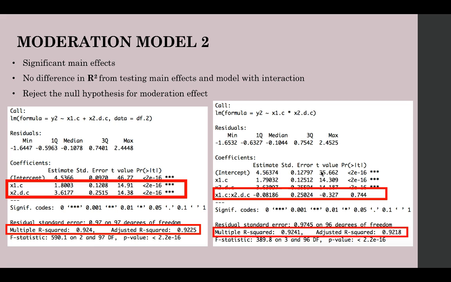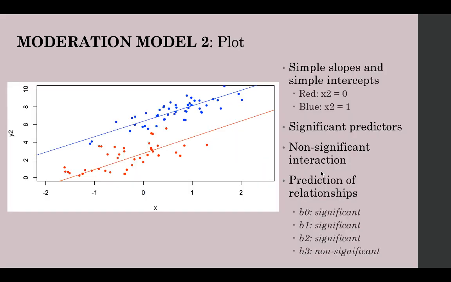But we can see that both of our parameters remain significant when testing the interaction. So let's look at our plot and see if we predicted what our outcome would be.